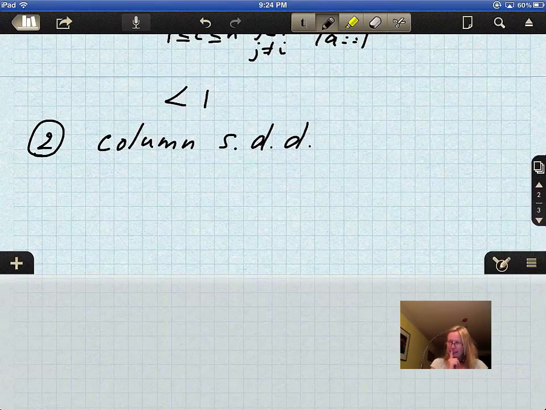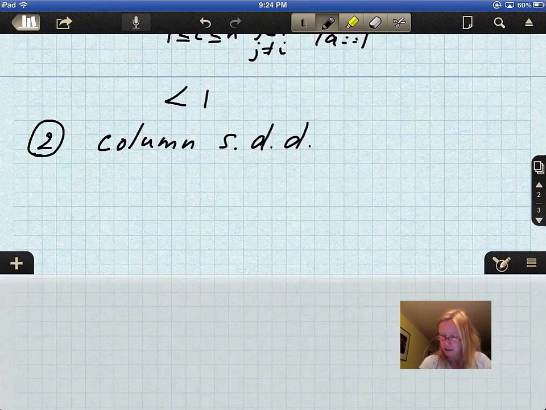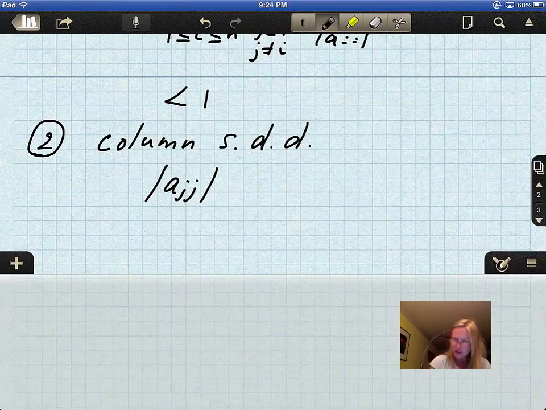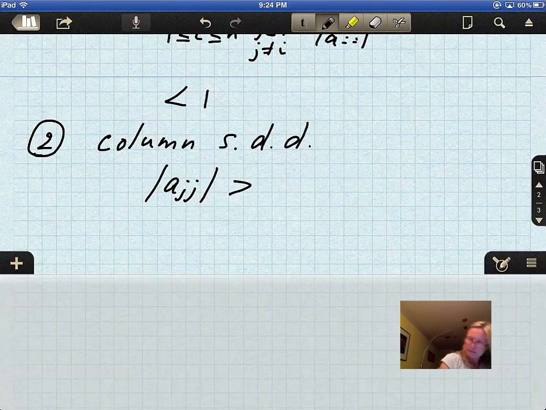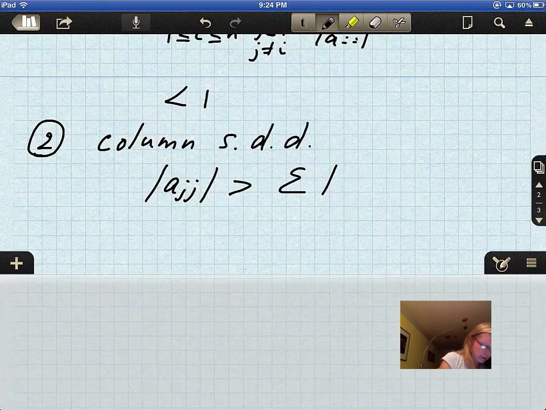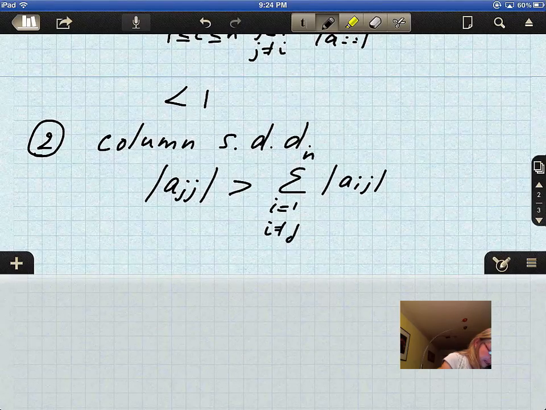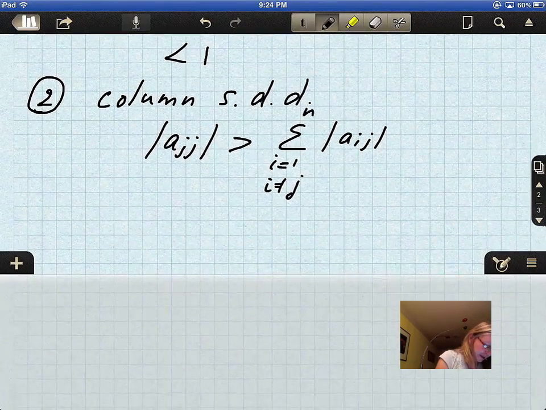Okay, so if we have column strict diagonal dominance, that means that the diagonal element, now we call them A_jj, is bigger than the sum over the absolute value of all the other elements in the column. So in this case, we go from i is 1 to n, with i not equal to j.